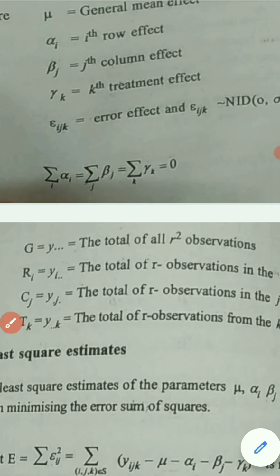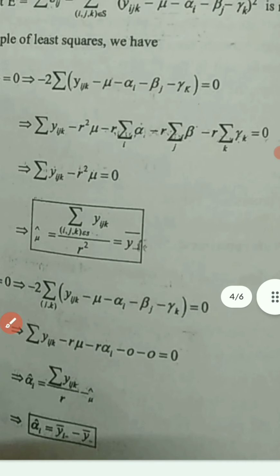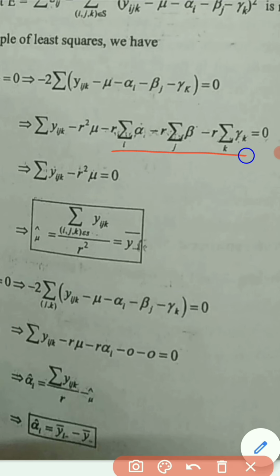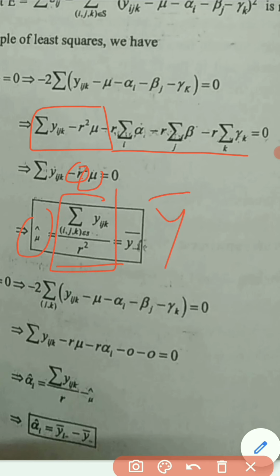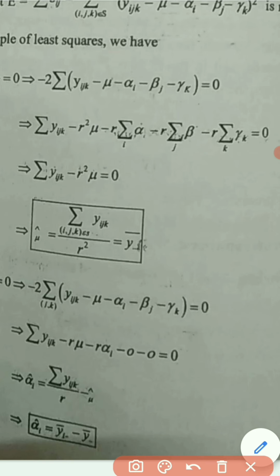So because of this, we will put all these values as 0. These values will be 0. We will be left with only the first two ones. Then we can put it as mu. Mu is equal to epsilon ij. Just get this r square to the denominator. It will become like this. And this value is nothing but y bar dot dot dot, three dots. This is nothing but mu, students.